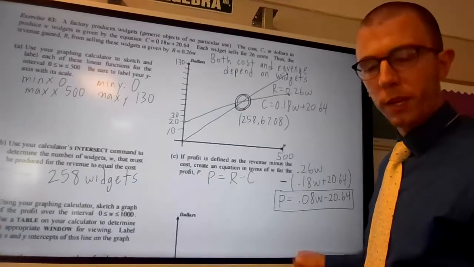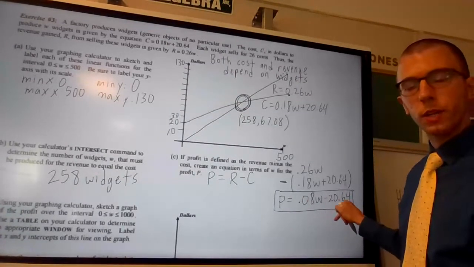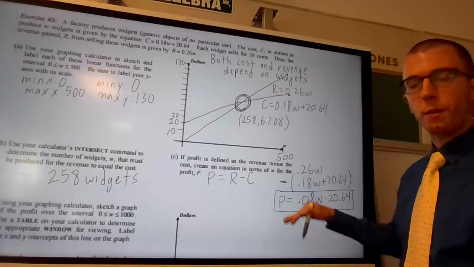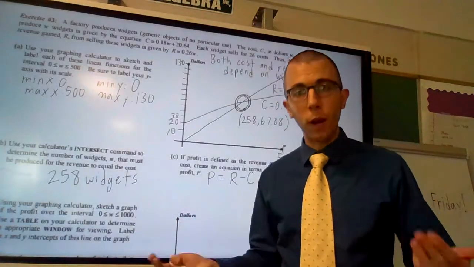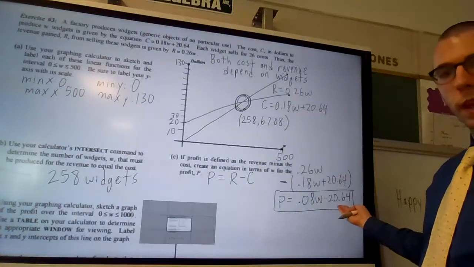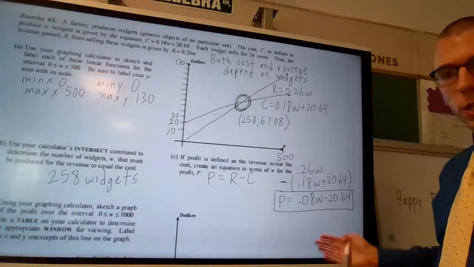Okay? So this means right off the bat with this equation, our profit starts in the negatives. And really needs a lot of widgets to get that profit to be profitable, right? To be greater than zero. To earn a profit, you need a lot of widgets to offset that negative starting cost. Okay, that's what this equation is showing us here.